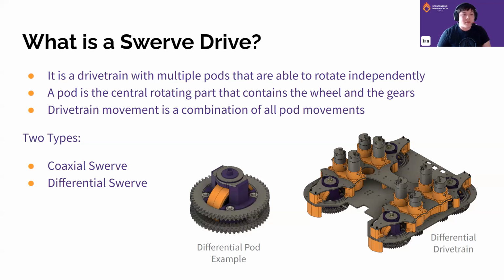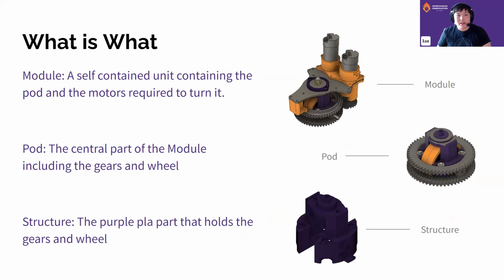In this presentation, we'll be referencing different parts of the drivetrain. The first one is the Swerve module, and that's the complete self-contained unit that contains the rotating pod and all the motors and gears required to run that. Pod, as I just mentioned, is the central part of it that contains the gears and the wheel. And the structure is the part inside of the pod that everything is mounted to.